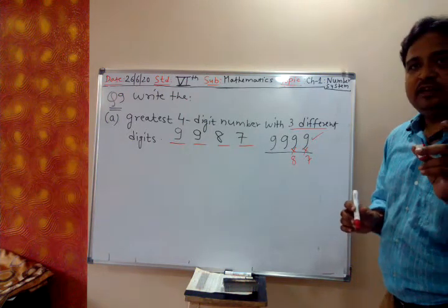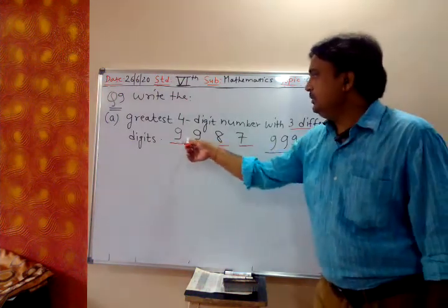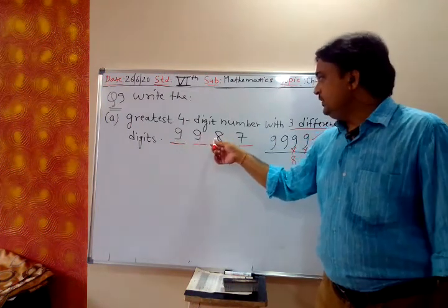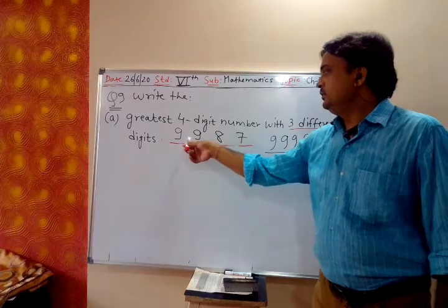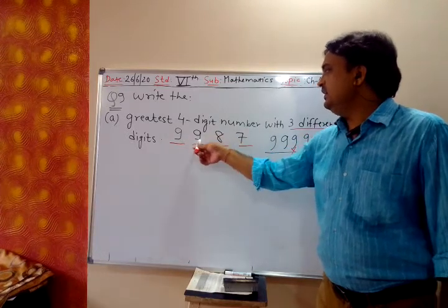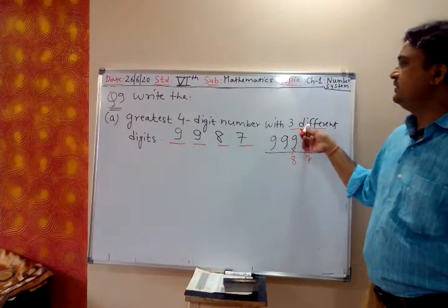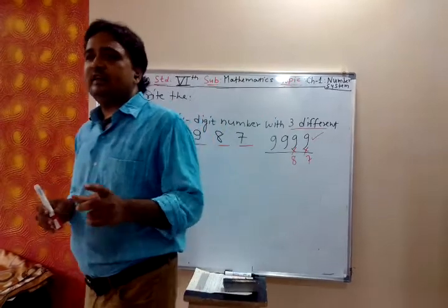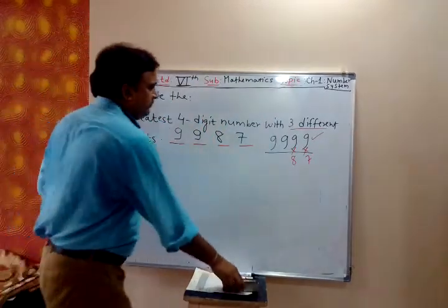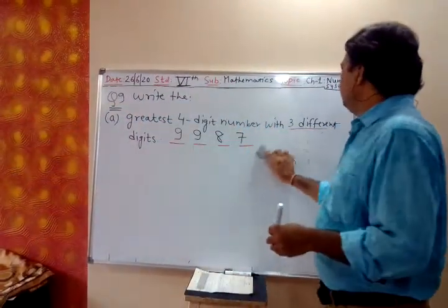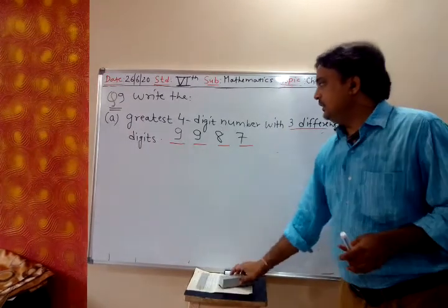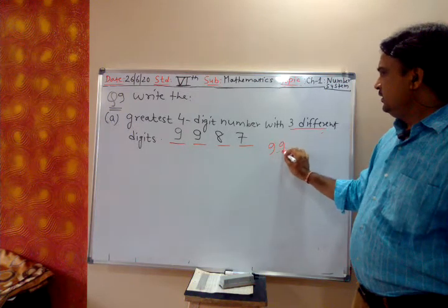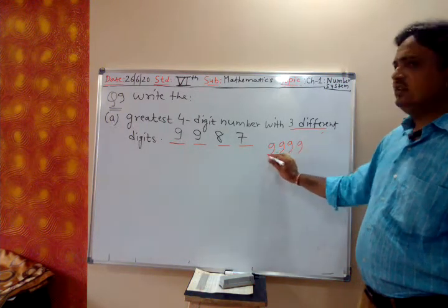See, 1 digit can repeat. But even after 9 is repeating, there are digits 8 and 7 also. So total there are digits 9, 8, 7. 3 different digits. So you have to repeat 1 digit. When 3 digits are given, the greatest 4-digit number is 9999.